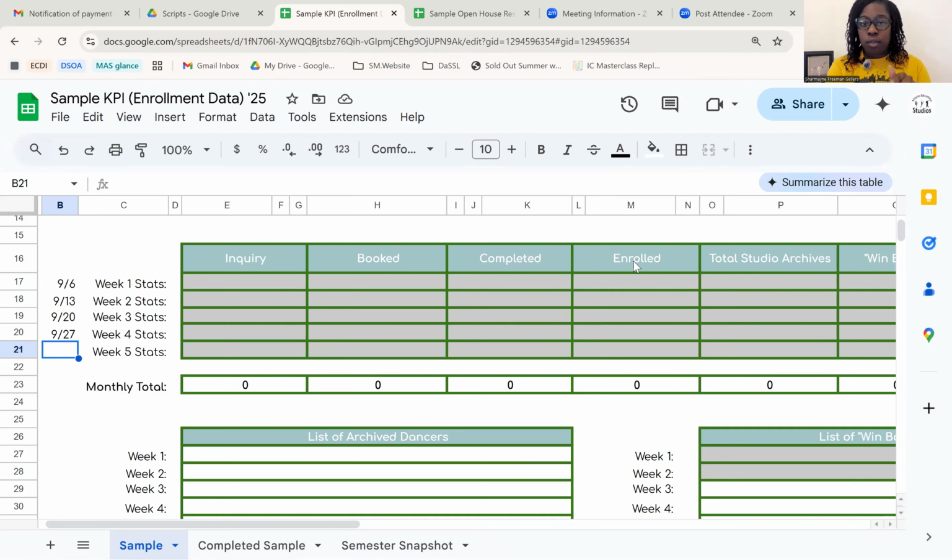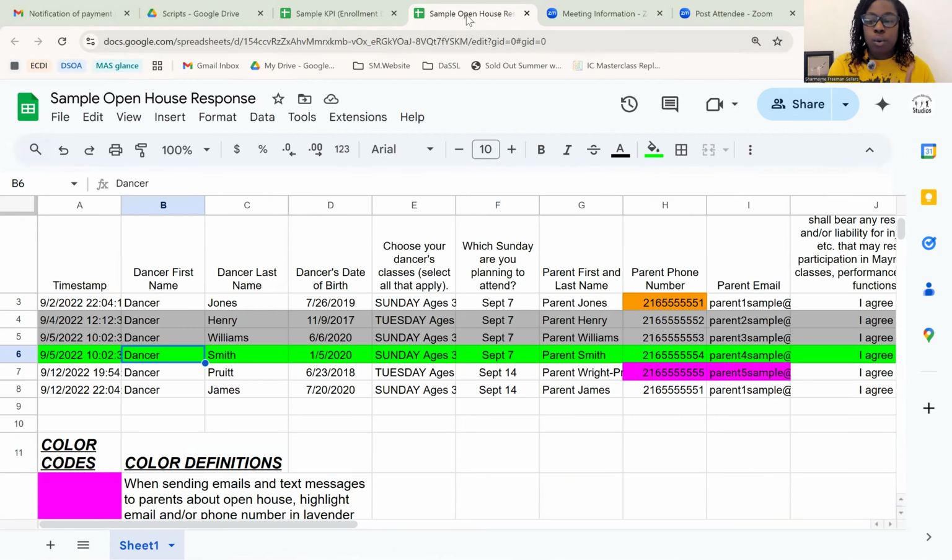So let's fill out this form based on the open house RSVP that we have so far. So remember, we're going by weeks. And so we'll say from the 2nd to the 5th is week 1 for us because the open house was on September 7th.